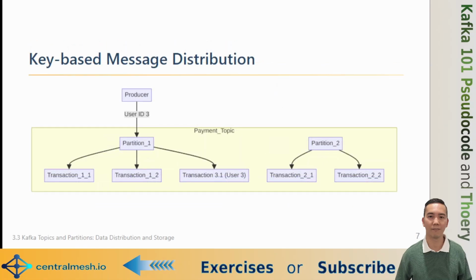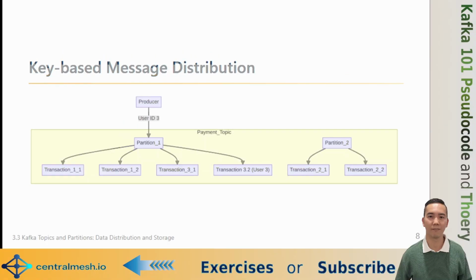User 3 joins in and sends transaction 3.1. Since user 3 has a unique ID, Kafka assigns this transaction to partition 1 for balancing. Now both user 1 and user 3 have their messages in partition 1. Finally, user 3 sends another transaction, transaction 3.2. This message is also sent to partition 1, along with transaction 3.1 from the same user.